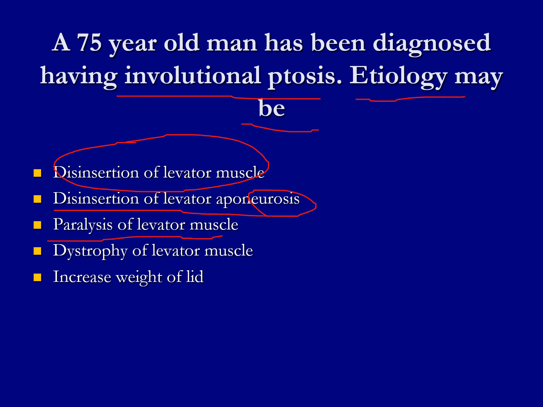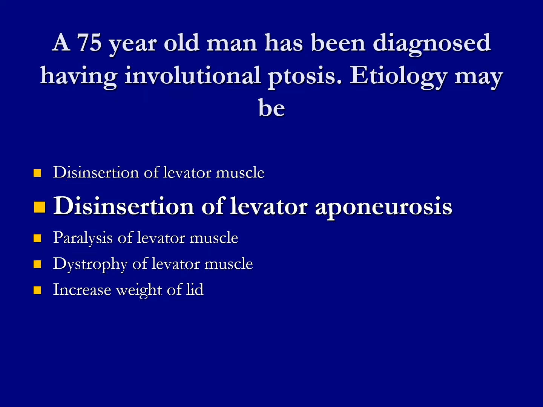Paralysis of levator is not the probable answer. Dystrophy or increased weight are unlikely answers. So the answer would be disinsertion of levator aponeurosis. Let's see. Disinsertion of levator aponeurosis is the answer. Next MCQ.